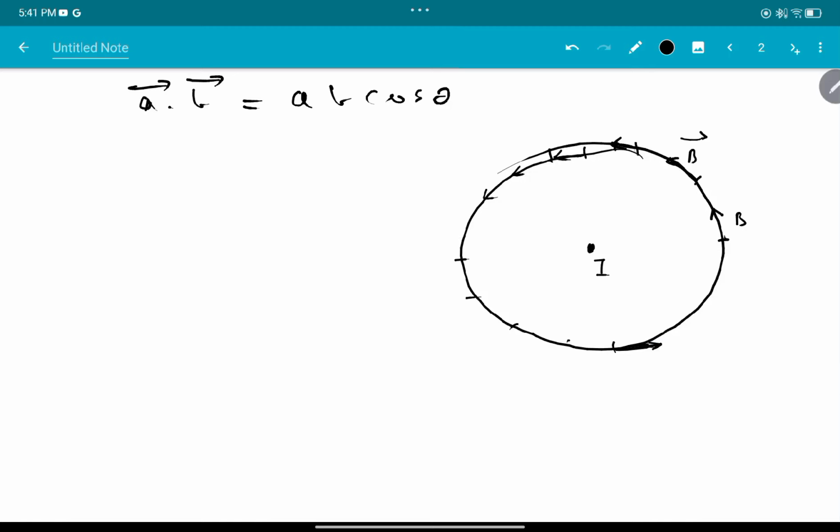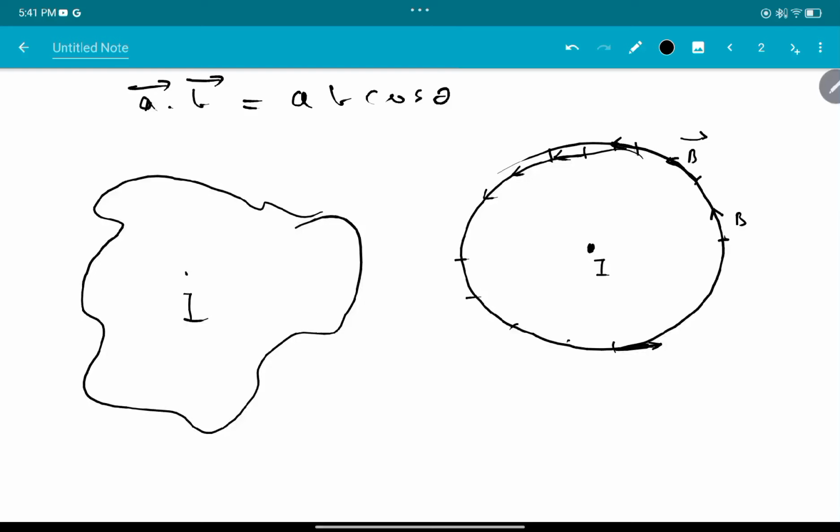Now, how to find the circulation of this magnetic field around the source? For that matter, we take help from an imaginary loop around this. Say, suppose this is the source I, and we take a loop of any shape. Suppose, for example, this loop goes around this source. That we know that this loop goes around the source.